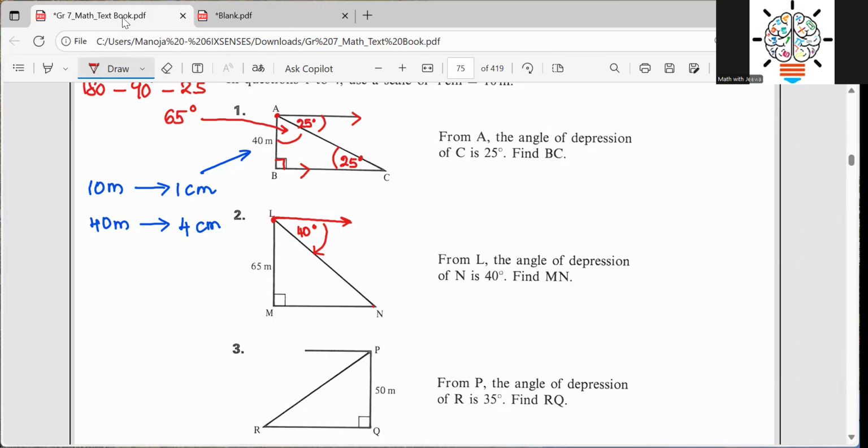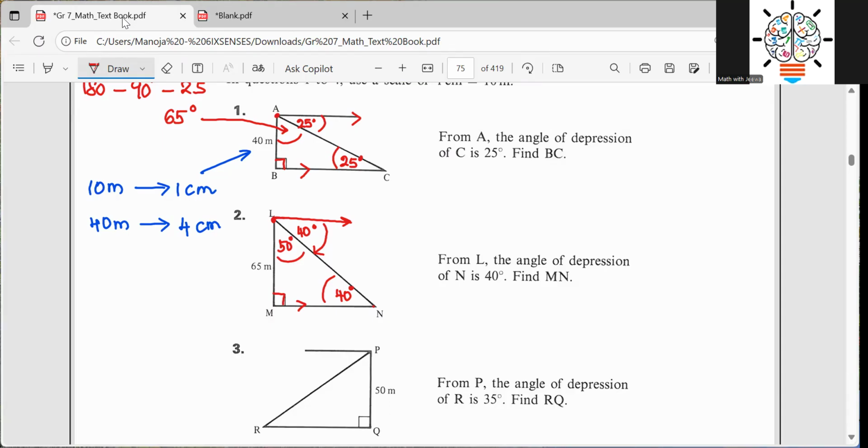With the previous explanation, by now you know this should also be 40 degrees, because we can create the alternate angle with these parallel lines. If this is 90 and this is 40, this one will be 50 degrees, right? Okay, so now I have everything.